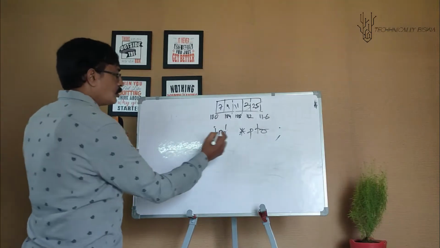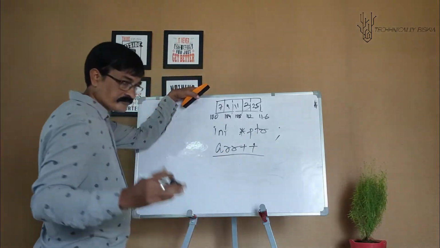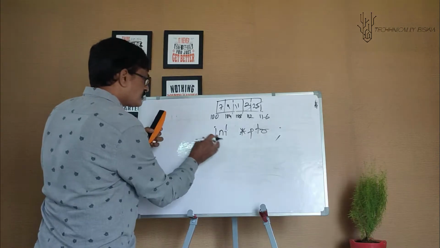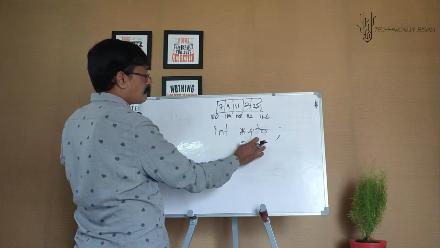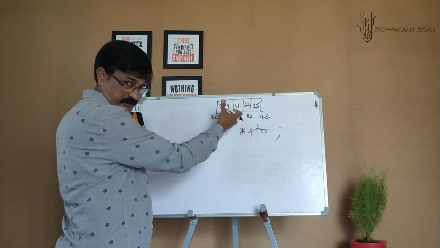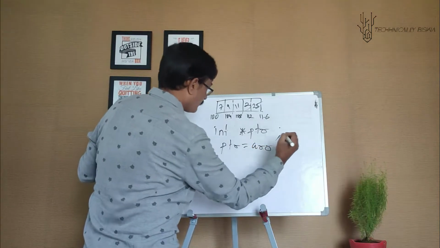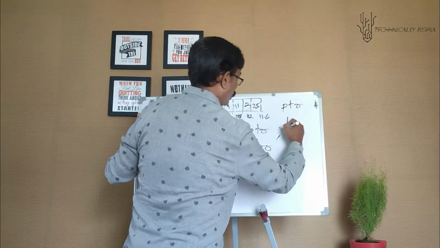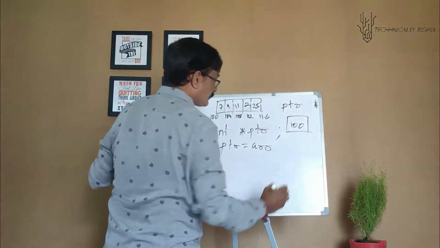Got it? Now I cannot say this is not allowed. But if I do this, ptr is a pointer of integer type. Pointer will always have a scaling factor, so ptr has a scaling factor that is 4 bytes, same as the array. Now if I say ptr equal to arr, what happens? The pointer ptr will hold the address. What is the address? The starting address of the array, 100.